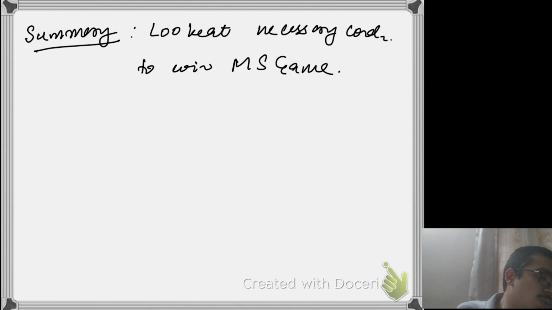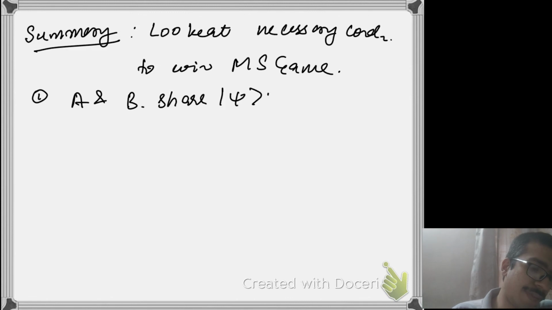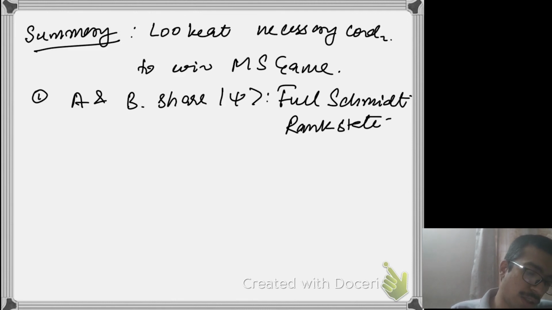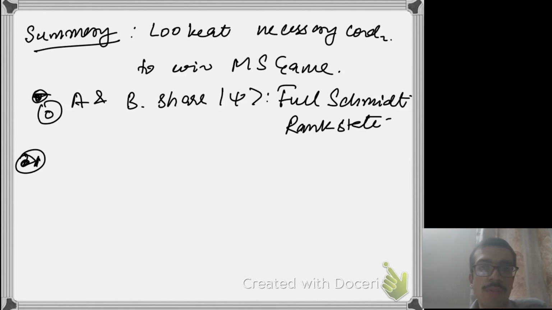Okay, so what are these conditions? Firstly, Alice and Bob share ket psi, which is a full Schmidt rank state. The second condition is that, okay, this is not actually a condition, so I'm labeling it by the number 0. This is kind of an assumption which we are making, right? And we are justified in making this assumption. But I'm calling it constraint 0, because it's actually an assumption.